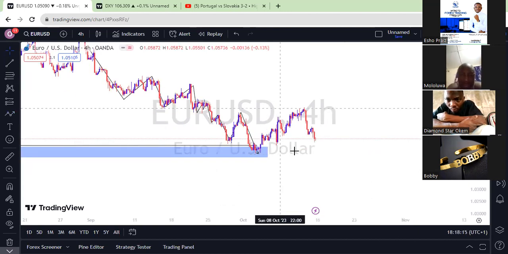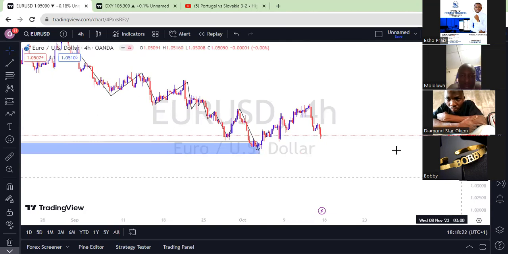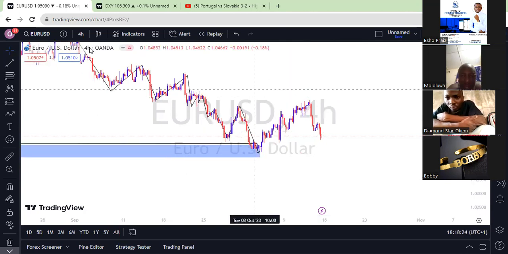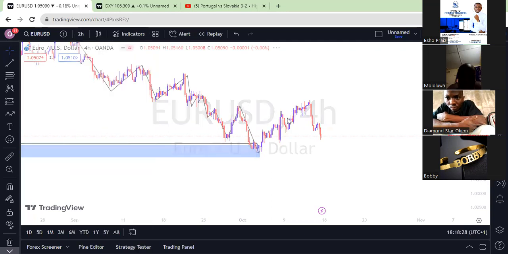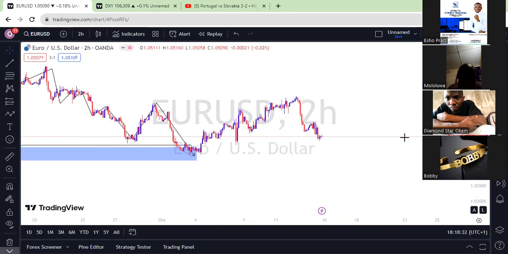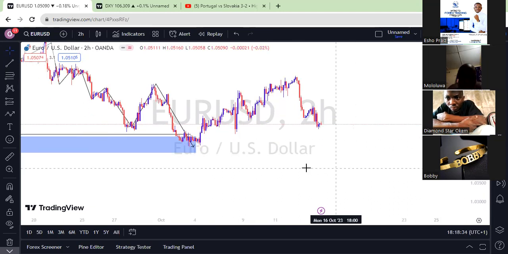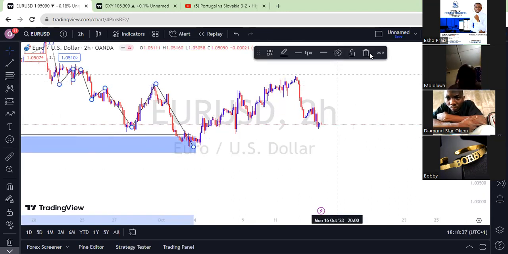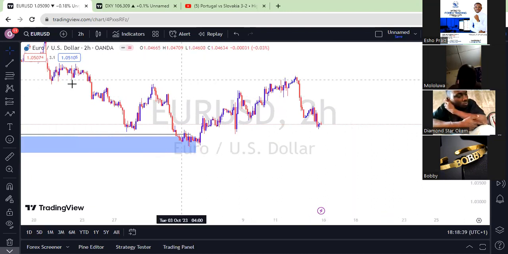So now this structure, we want to focus on this price action here. The market has mitigated previous order block. So in this case, let's focus on this reaction here. Let's see what the market is going to give us. These are the 2 hour time frame. So now let me show you this, guys.